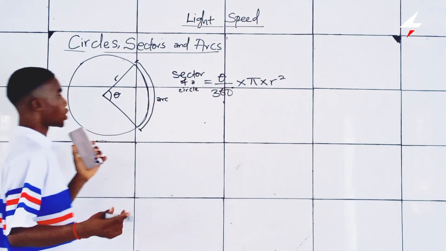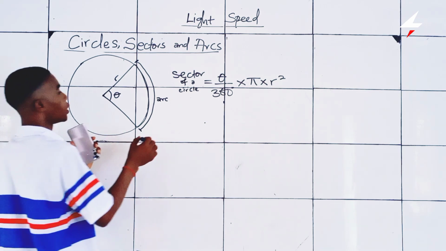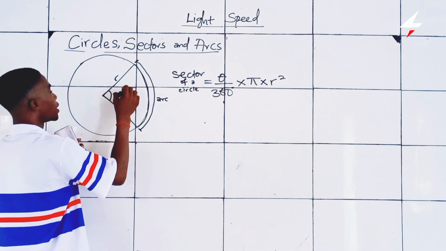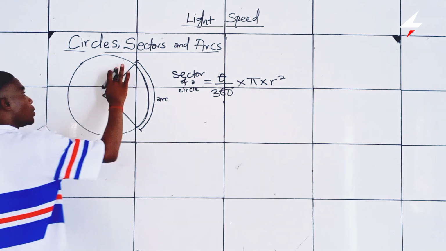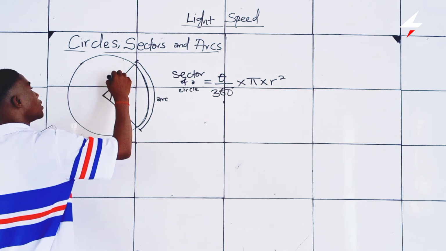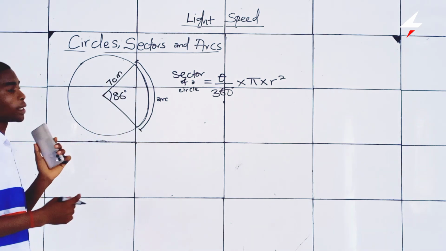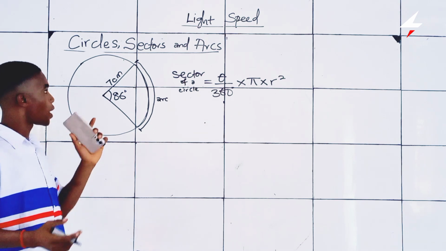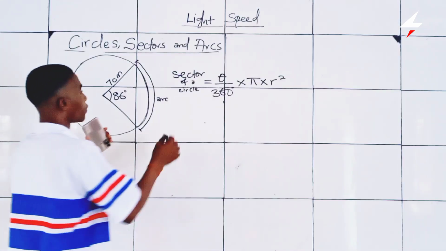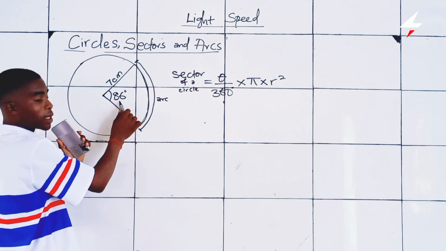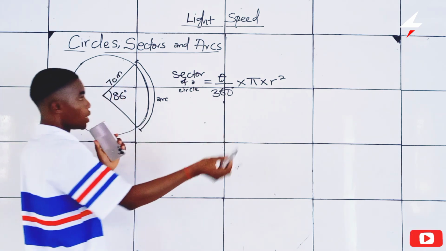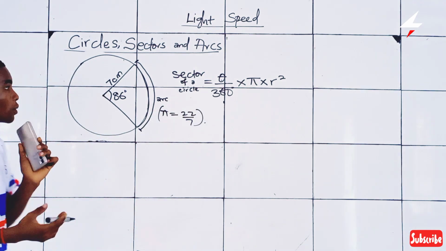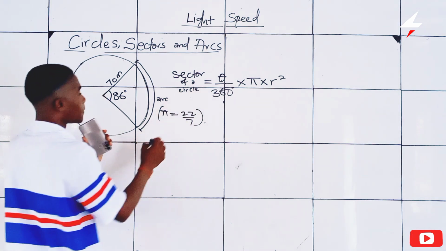Now let's see a question we're given. They tell us that the angle at center is 86 degrees, and the radius is 7 centimeters. Then they tell us to find the area of the sector of a circle. This is how we solve. Our theta, the angle at center, over 360, times pi. They tell you to take pi as 22 over 7. It's easier that way.